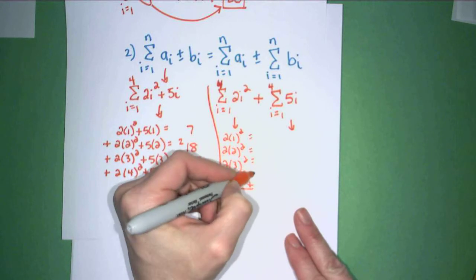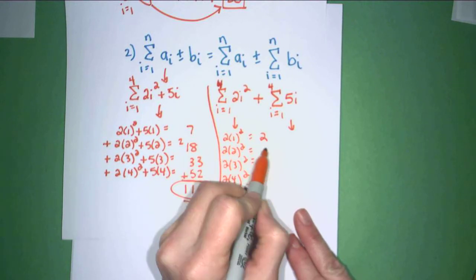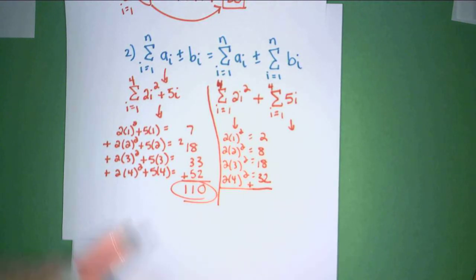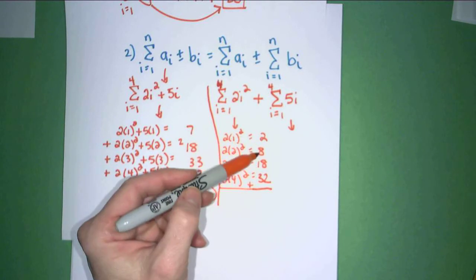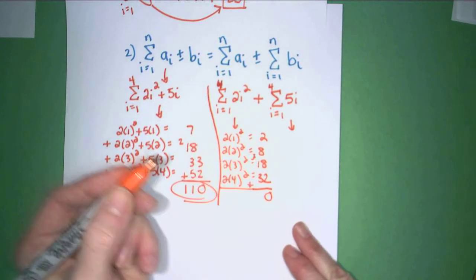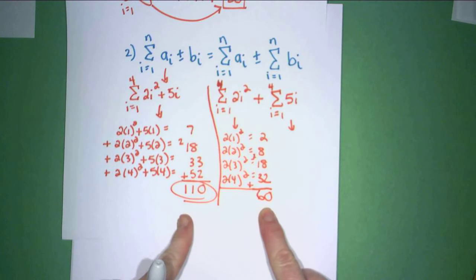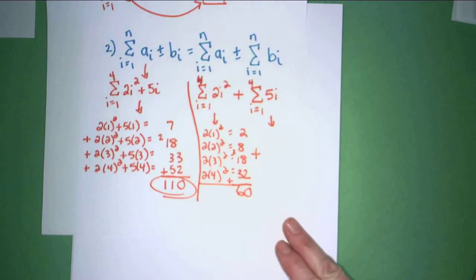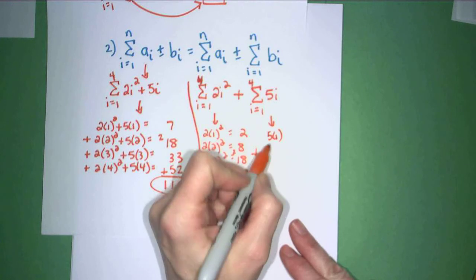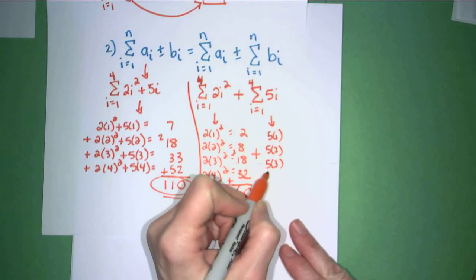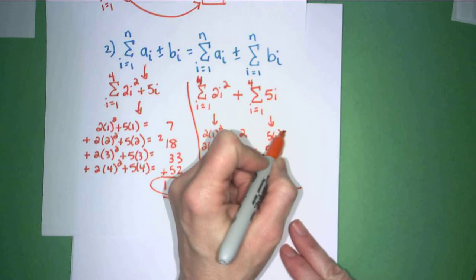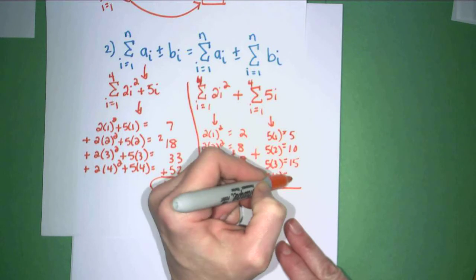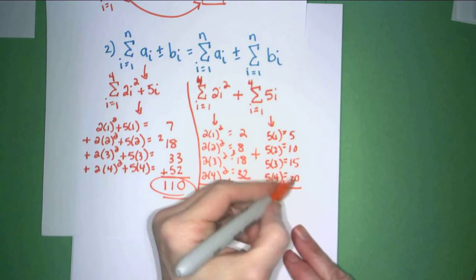So that would give me 2 here, 8, 18, and 32, giving me a grand total of, let's see, that's 10, 18, 20, carry the 2, 60. Now these don't match, and they shouldn't, because I still have this second part, plus, now if I do the 5i separately, I would have 5 times 1, 5 times 2, 5 times 3, 5 times 4. Add these up. This would give me 5, 10, 15, and 20. So that's going to give me 50 when I add those all together.